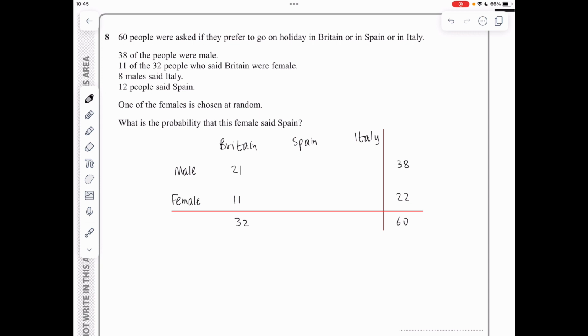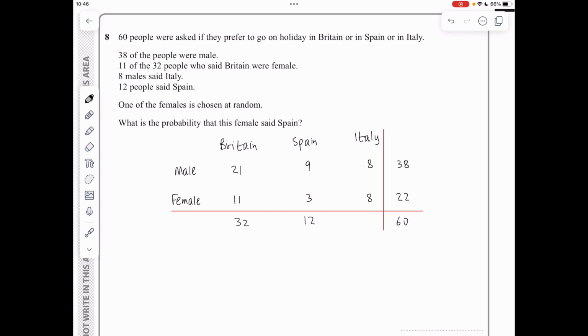We have 8 males that said Italy. So 21 plus 8 is 29, so we need another 9 for Spain to make the total 38 for males. And then we've got 12 people that said Spain, so 12 goes here, so this must be 3. And then 11 plus 3 is 14, so another 8 to make the total for females 22.